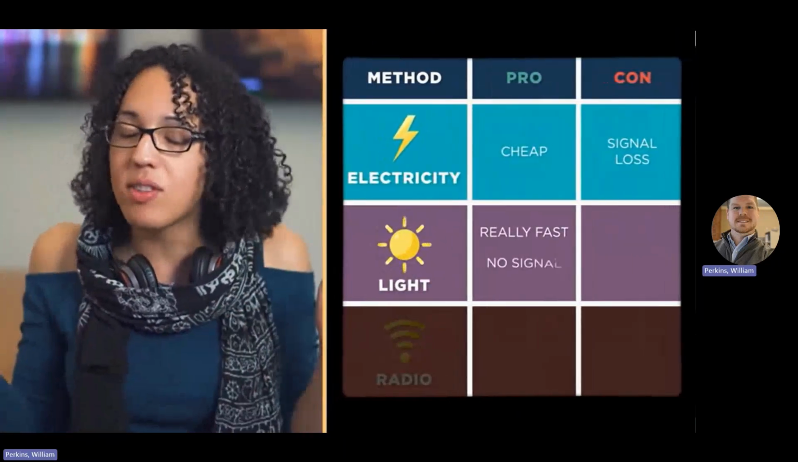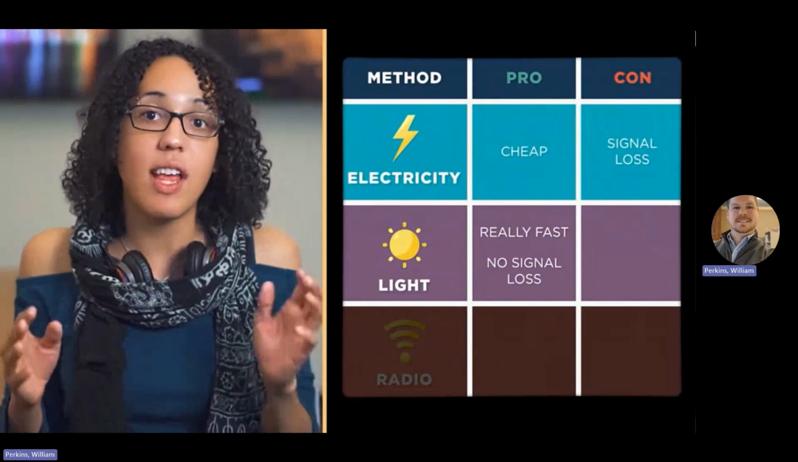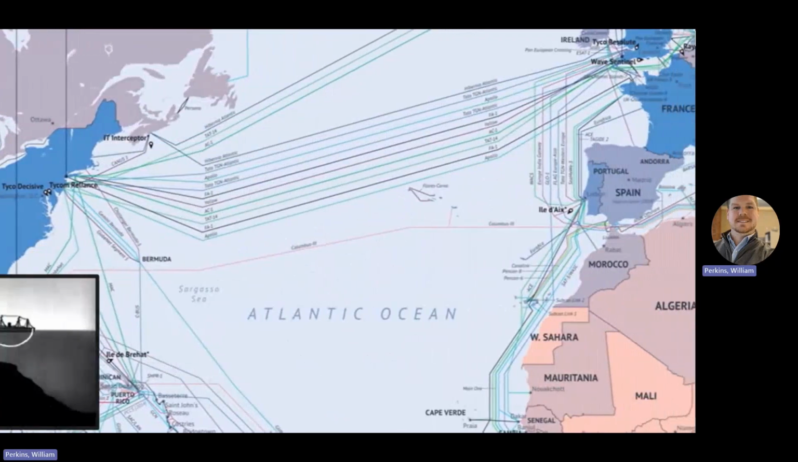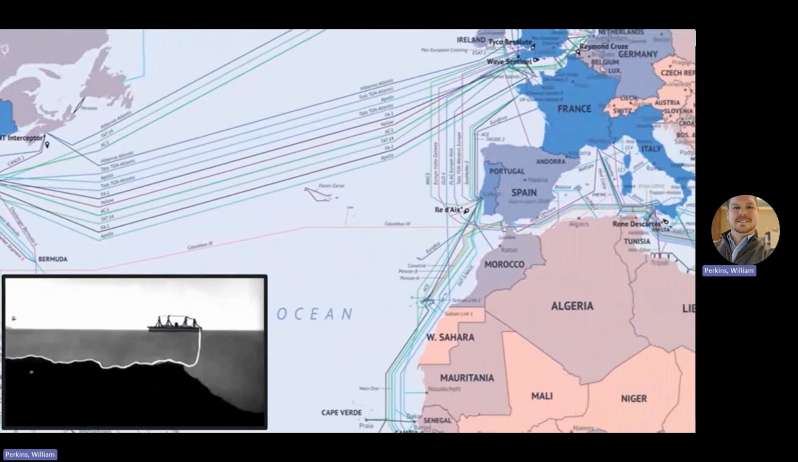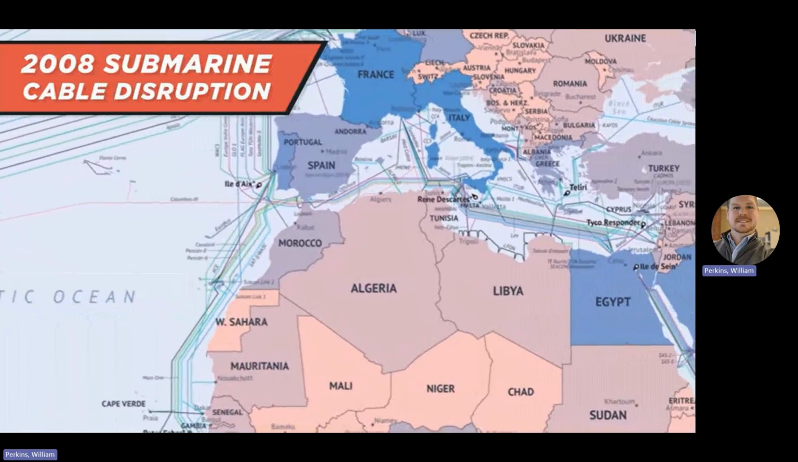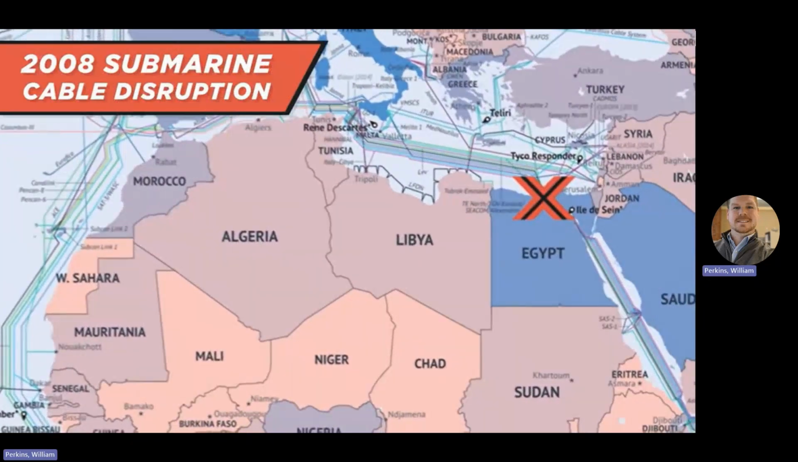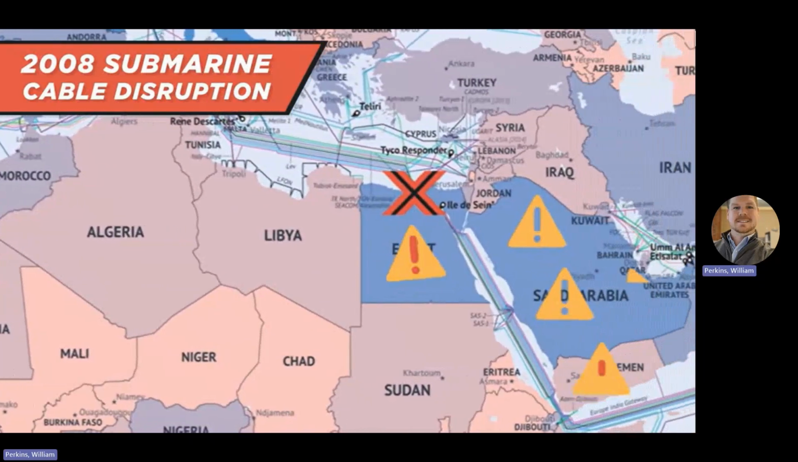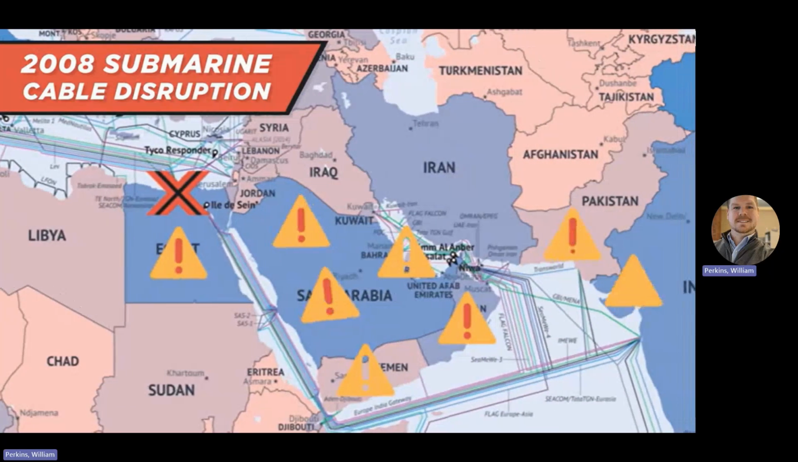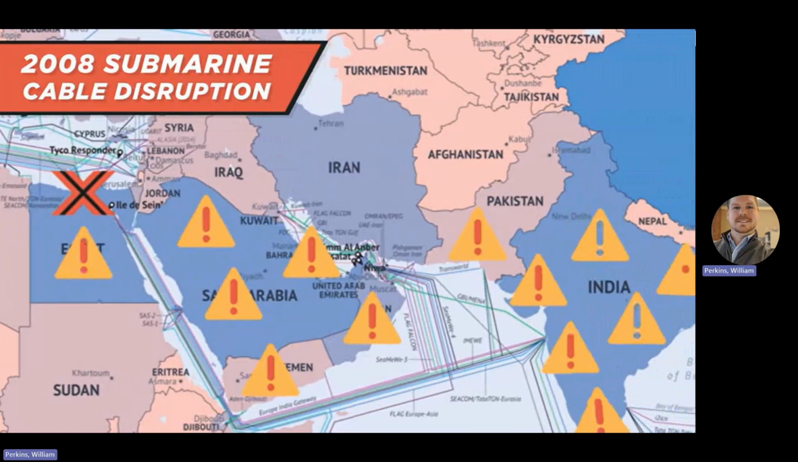But more importantly, the signal doesn't really degrade over long distances. This is how you can go hundreds of miles without signal loss. This is why we use fiber optic cables across the ocean floors to connect one continent to another. In 2008, there was a cable that was actually cut near Alexandria, Egypt, which really interrupted the internet for most of the Middle East and India. So we take this internet thing for granted, but it's really a pretty fragile physical system.